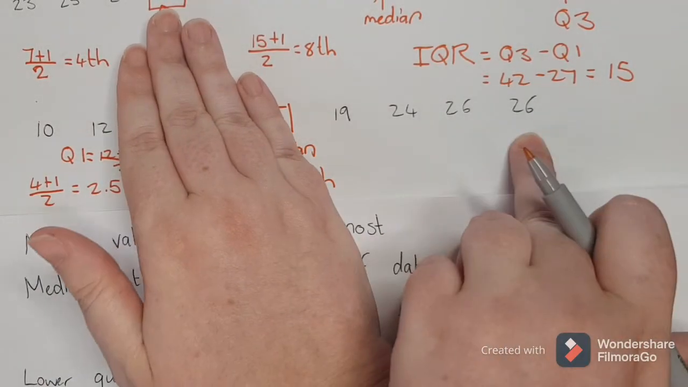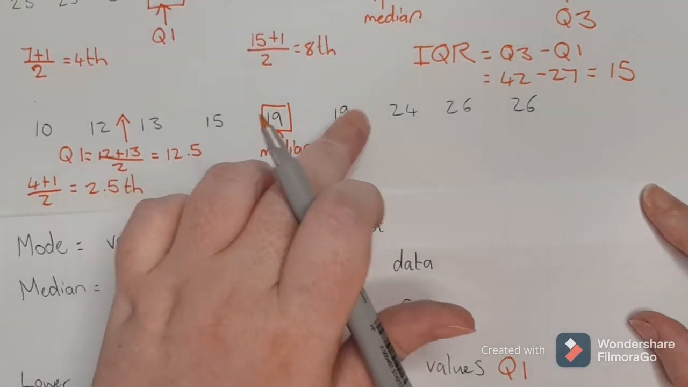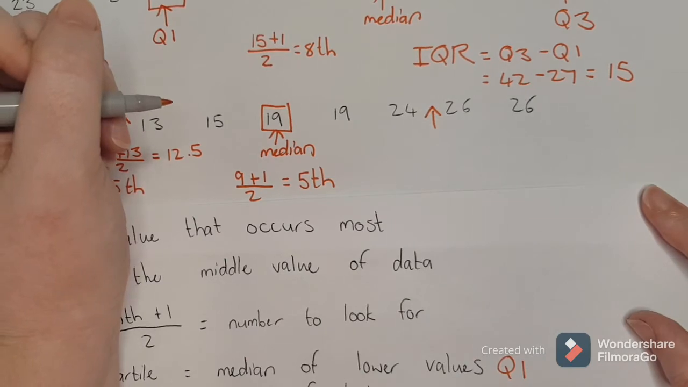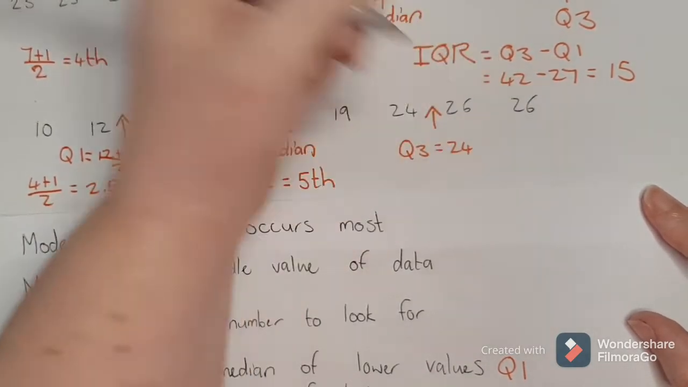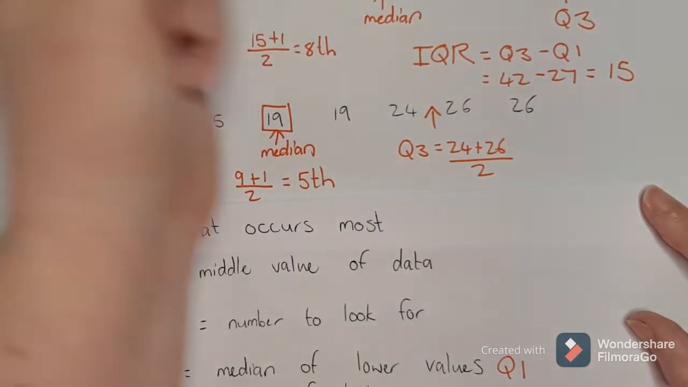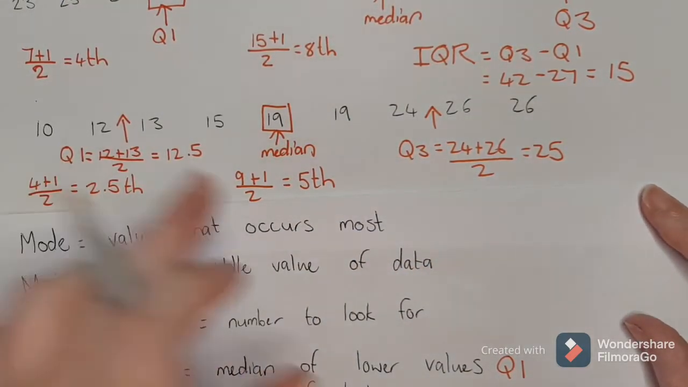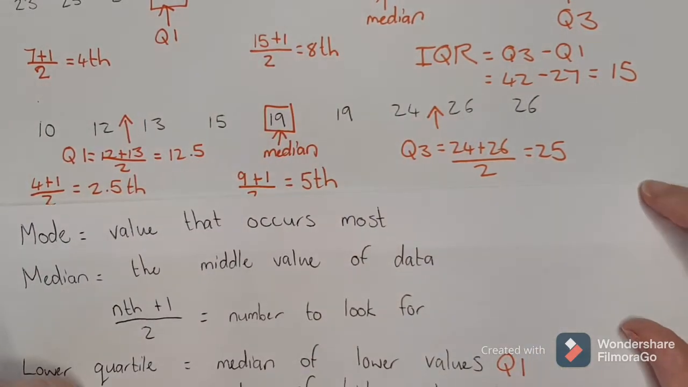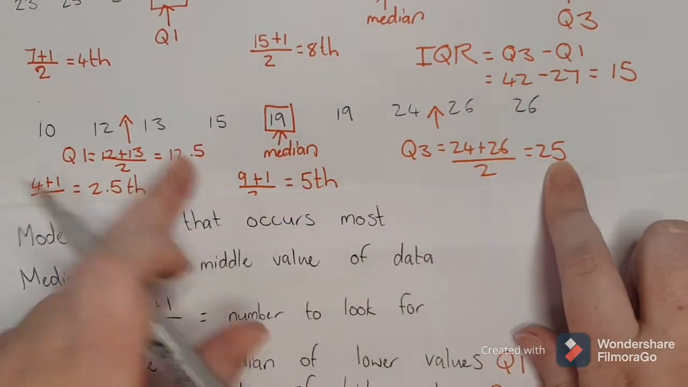I have 4 values again. So I'm going to look for number 2.5, which means 1, 2. So I want there in between 2 and 3. So I'm going to say the Q3 is going to be 24 plus 26 divided by 2, which is going to give me an answer of 25. So there I have the median, the lower quartile, and the upper quartile. And then the interquartile range, I can say it's going to be 25 minus 12.5.